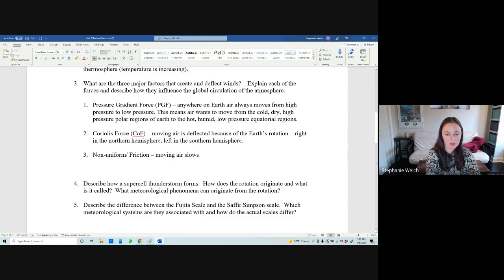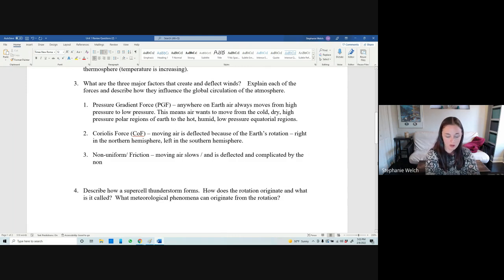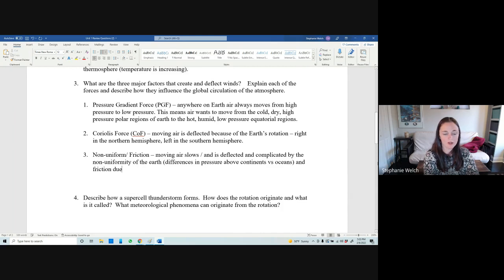Moving air slows and is deflected and complicated by the non-uniformity of the Earth, which basically just means this is dependent on there being differences in pressure above air versus water, or above continents versus oceans, and friction due to land masses. So 3 basically just sums up as it's complicated. When you actually look at pressure belts on Earth, they're not ideal because the Earth is not ideal. The Earth is not smooth and completely uniform in texture. And all of that is going to cause the pressure belts to become more complicated.